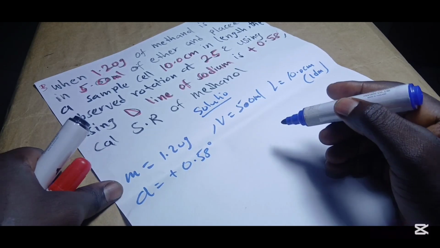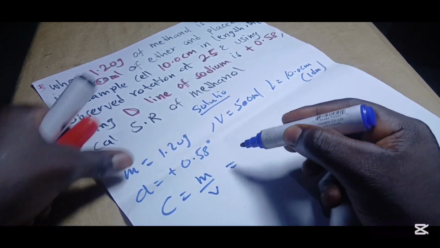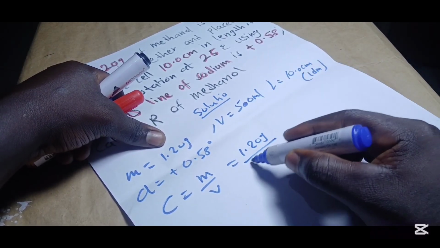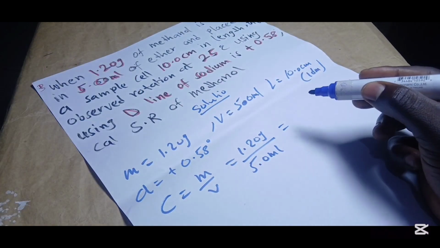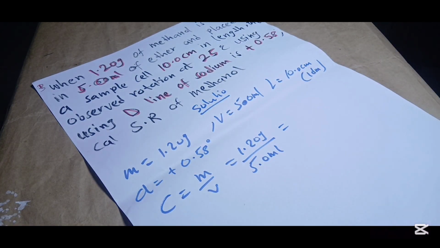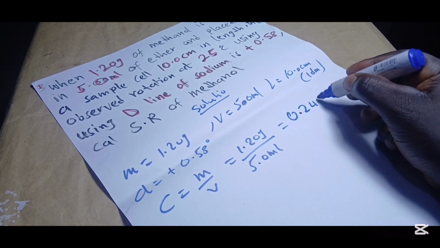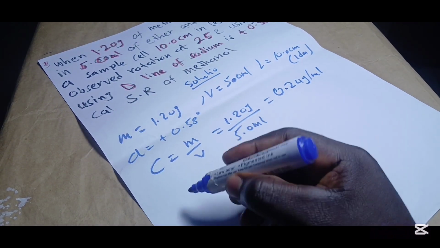Now we need to calculate our concentration. C equals M over V, which equals 1.20 grams over V, which is 5.0 ml. This gives us 0.24 grams per ml.